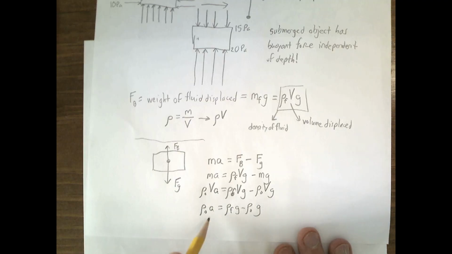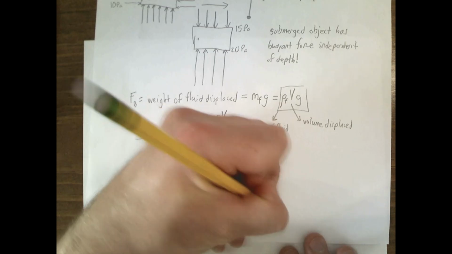Now we can divide through. We want to solve for the resulting acceleration. Essentially, what we're looking for is, based off the formula we're about to derive, can we deduce the direction of the acceleration, up, down, or nothing? And that will tell us ultimately whether the object floats or sinks. So let's divide through by rho O.